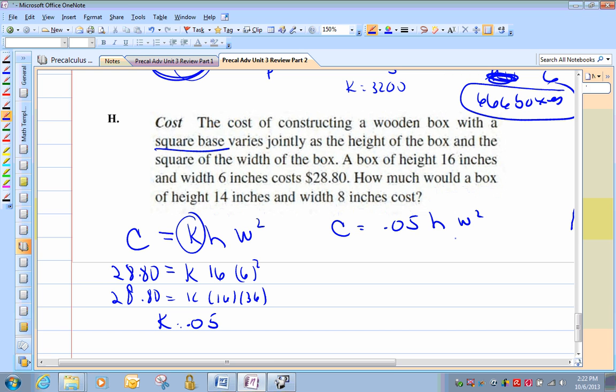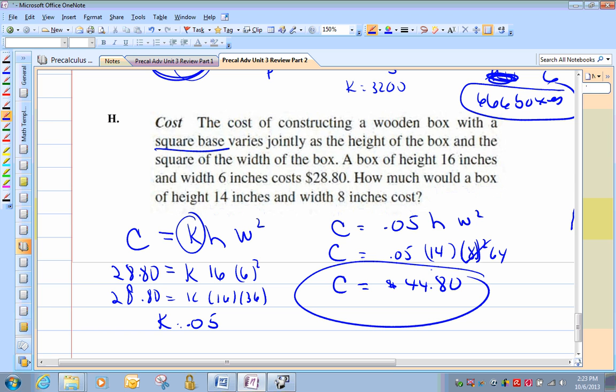Now let's read the rest of our problem. It says, how much would a box with a height of 14 and a width of 8 cost? All right, so we're going to find the cost based on that. We should be able to put that in our calculator. So we would have 8 times 8 is 64. So we have 64 times 14 times 0.05. And when we do, our cost is approximately $44.80. All right, I think that's it, Bearcats.